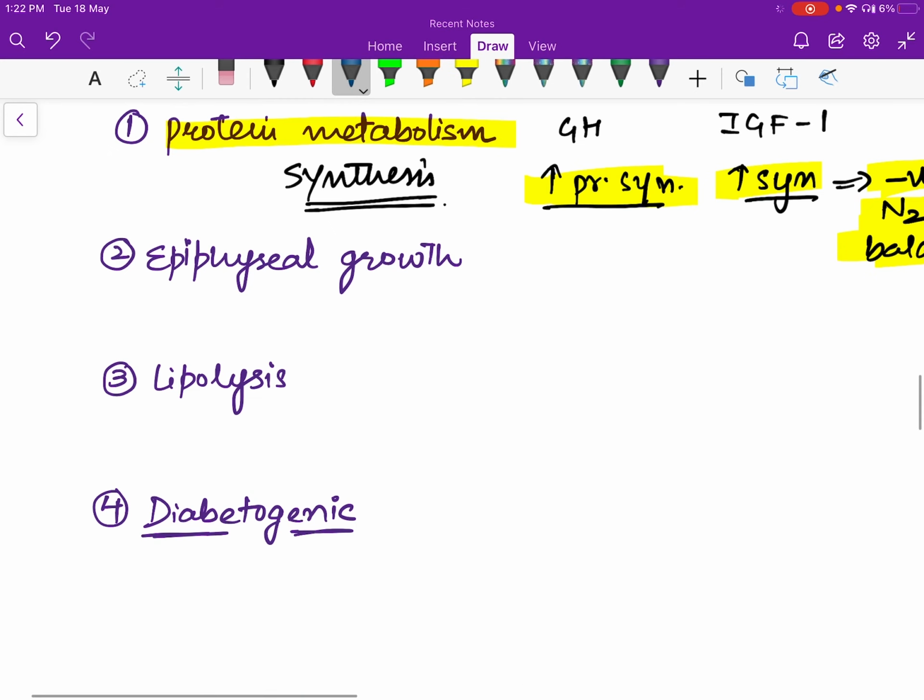Now another action, on epiphyseal growth. What about epiphyseal growth? Growth hormone causes growth of long bones by promoting epiphyseal growth before puberty, at the time of puberty, before these epiphyseal growth plates actually close. And this action is the same for growth hormone as well as insulin-like growth factor, both do the same actions.